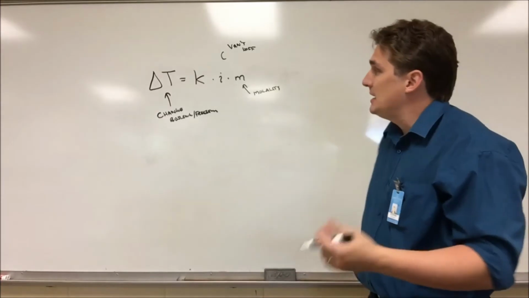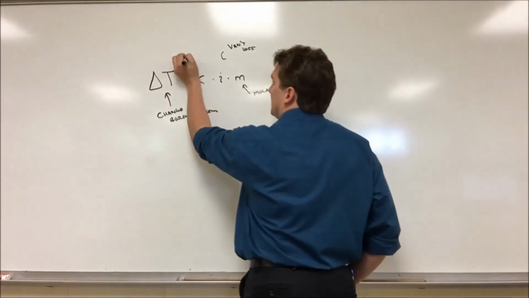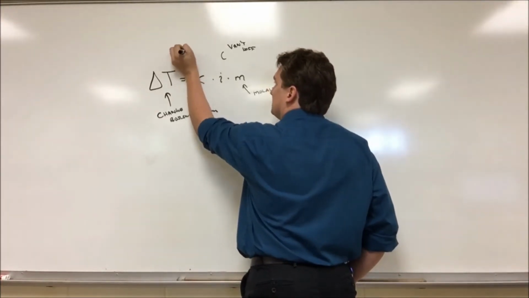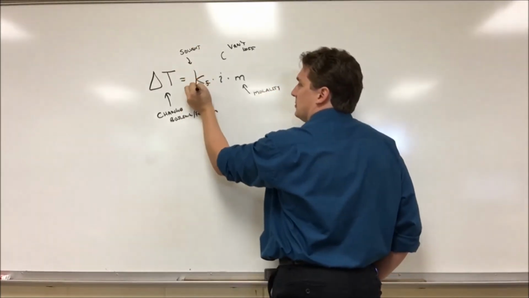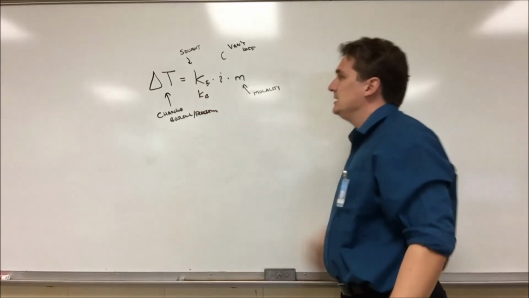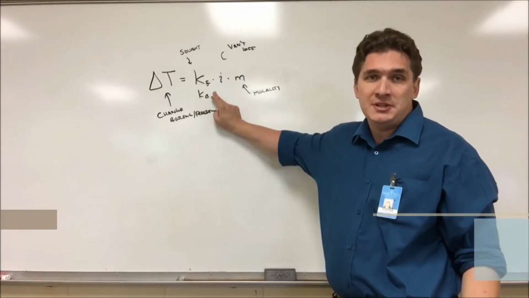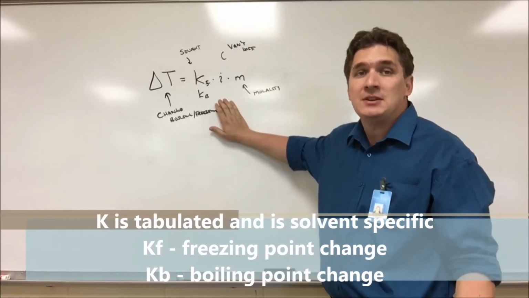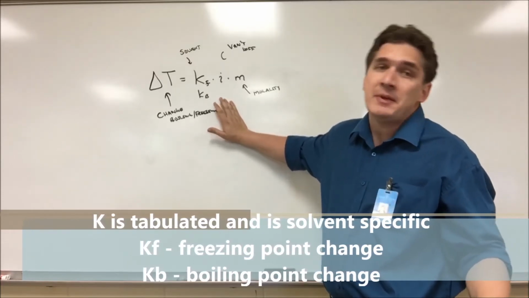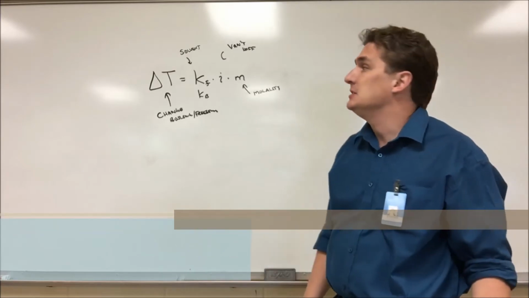The last term here is our coefficient for the solvents. Now you'll either see this as Kf or Kb. Kf is going to be referring to changes in freezing temperatures. Kb is going to be referring to boiling temperatures. These are solvent specific, they are not solute specific. So it only matters what your solvent is, it doesn't matter what you're dissolving into it.